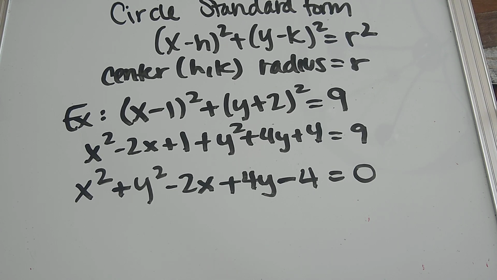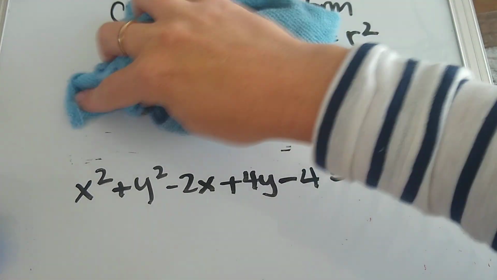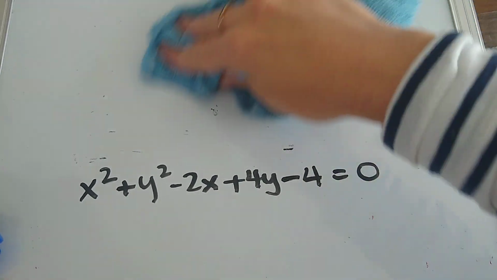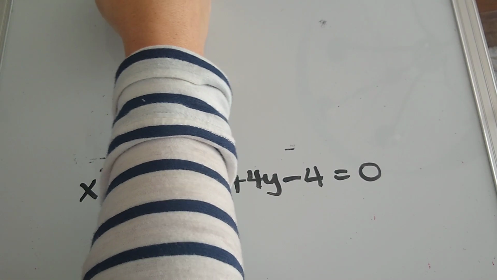Okay. But now you might be asking, what if we have to go from expanded form back to standard form? And that is a little bit tricky. If you remember, we talked about completing the square. That's what we're going to do here. We just have to do it twice. So I'm going to rewrite this at the top of the board, and then we'll put this back into our standard form.